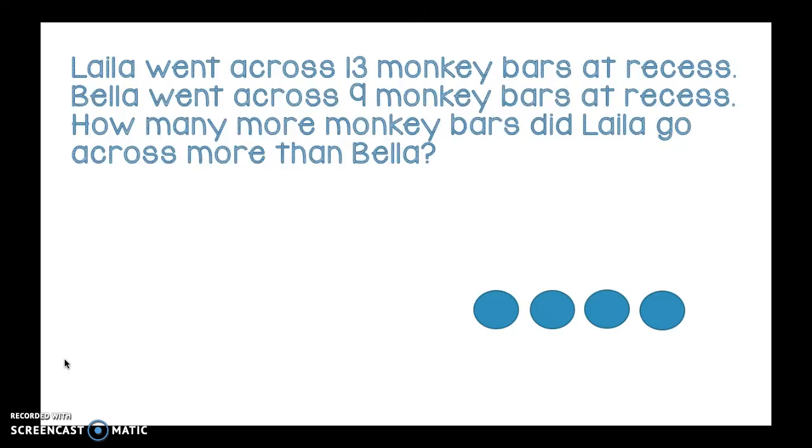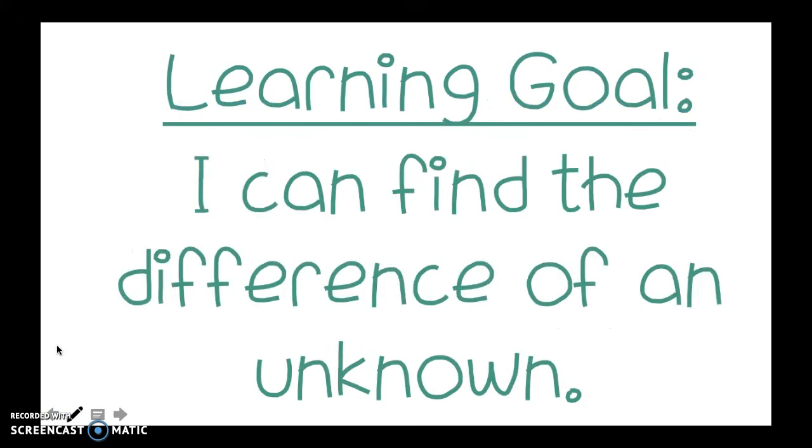Okay, friends, I'm going to have you try this one all by yourself. Uh-oh. Actually, it looks like I left in part, so I'm going to go ahead and fix it. Okay, whoops-a-daisy, friends. Sorry, I made a little mistake. I had to go back and fix it. Okay, our learning goal says I can find the difference of an unknown. Friends, it's your turn. You're going to try it all by yourself. Good luck, because these are very tricky.